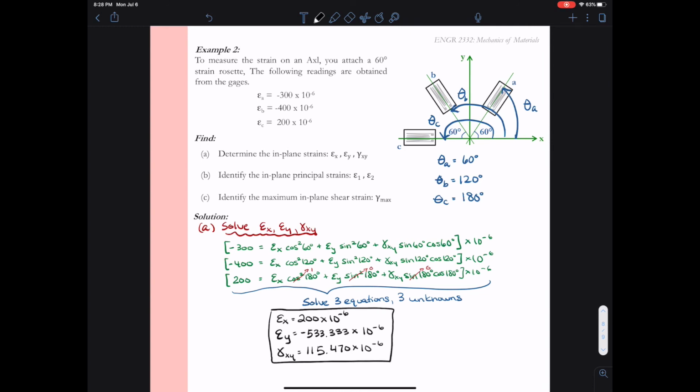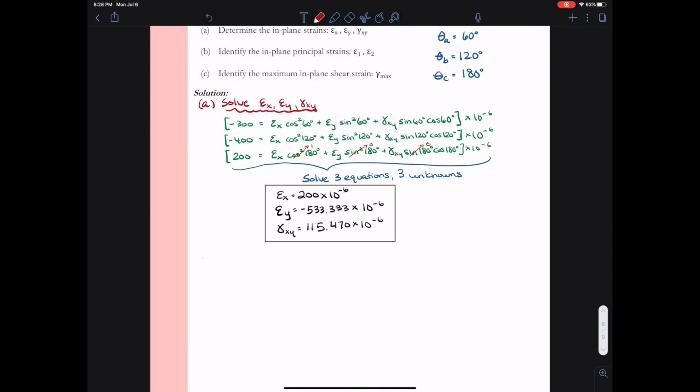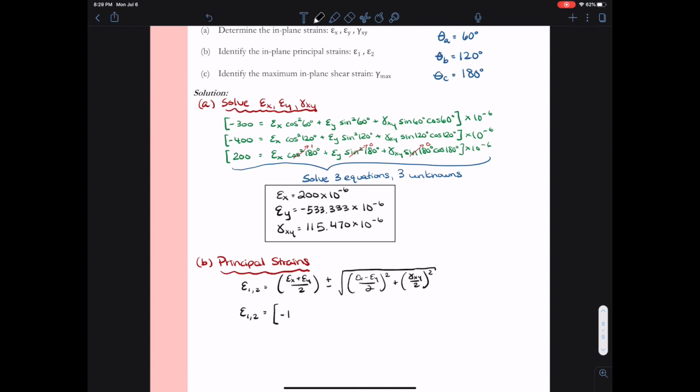Once we have epsilon x, epsilon y, and gamma xy, we can go ahead and solve for the in-plane principal strains and the in-plane maximum shear strain. So just go ahead and reference the equations. For the principal strains, it's going to be the equation for epsilon 1, 2. Again, we have a plus and minus in there. I'm going to break this out into two components so that I have the value under the square root, because when we get to the max shear strain, we're going to need that number as well.